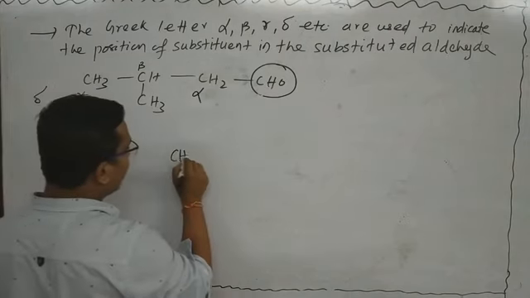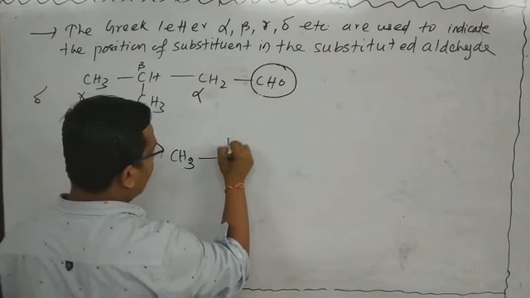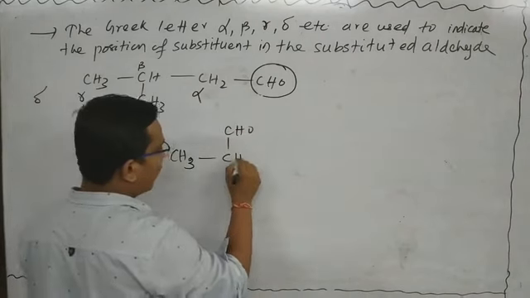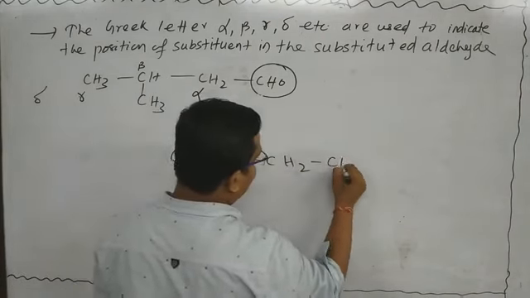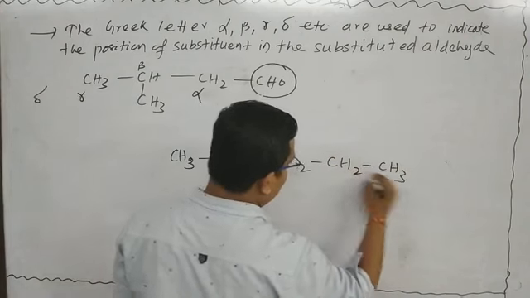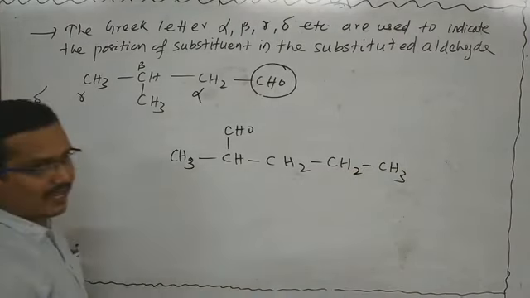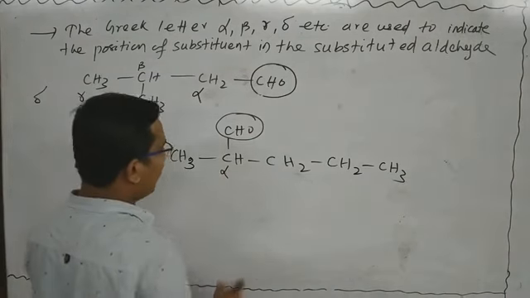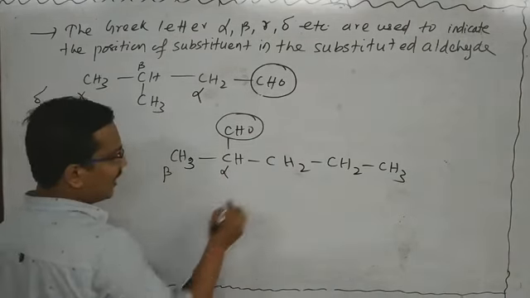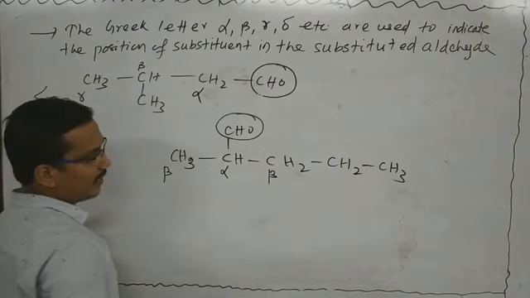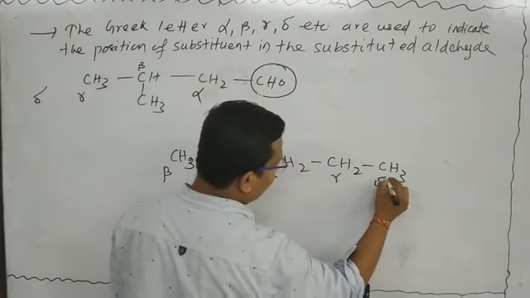Suppose you think about another compound and the related carbons. How can you identify which is alpha carbon, which is beta carbon, which is gamma carbon? This is the functional group of the aldehyde. This is said to be alpha, and this is said to be beta, and this is also beta. Next is gamma, next is delta.